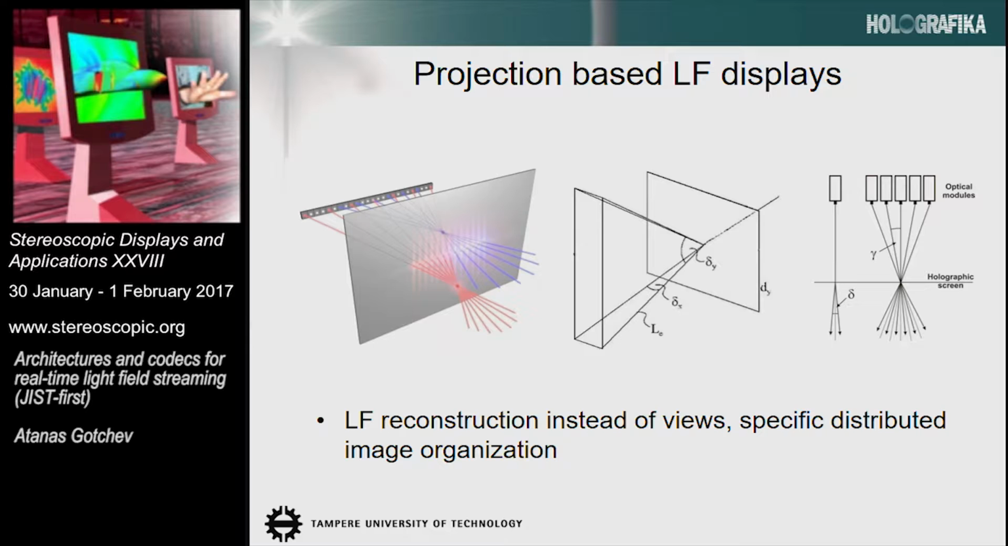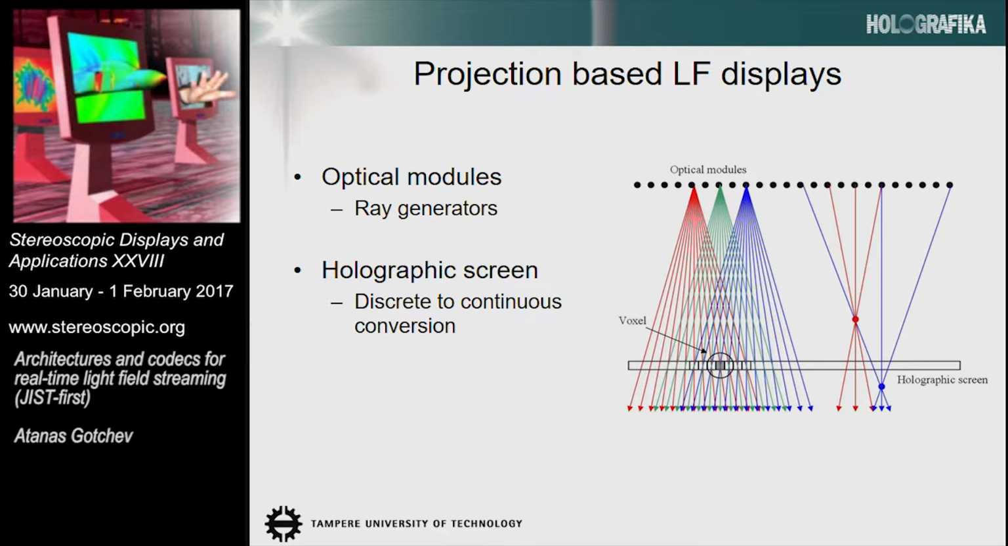So the role of this holographic display is like a discrete to analog converter. So you can think of the rays coming from the projectors like discrete Diracs, and then the holographic screen makes the discrete to continuous conversion. So at the other side of the screen, we get something like continuous light field with continuously supported parallax.